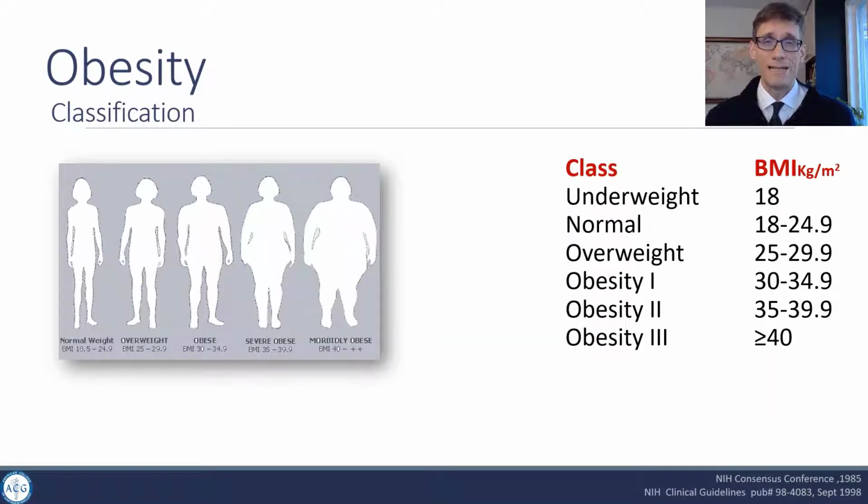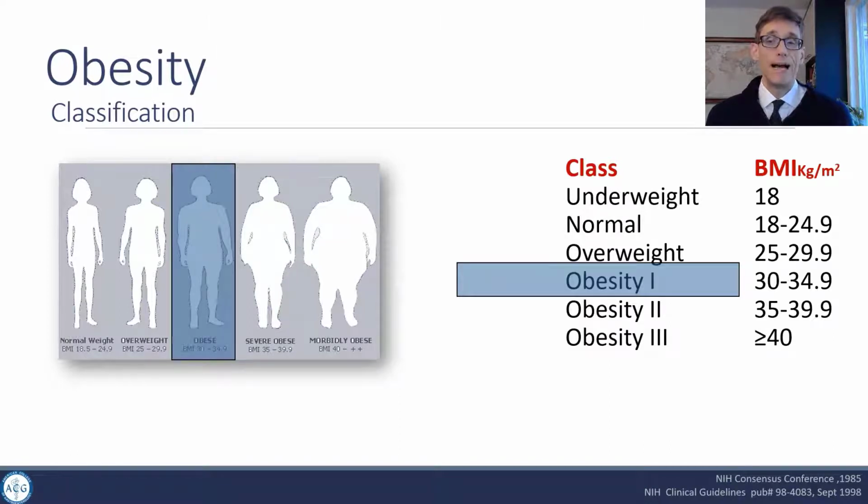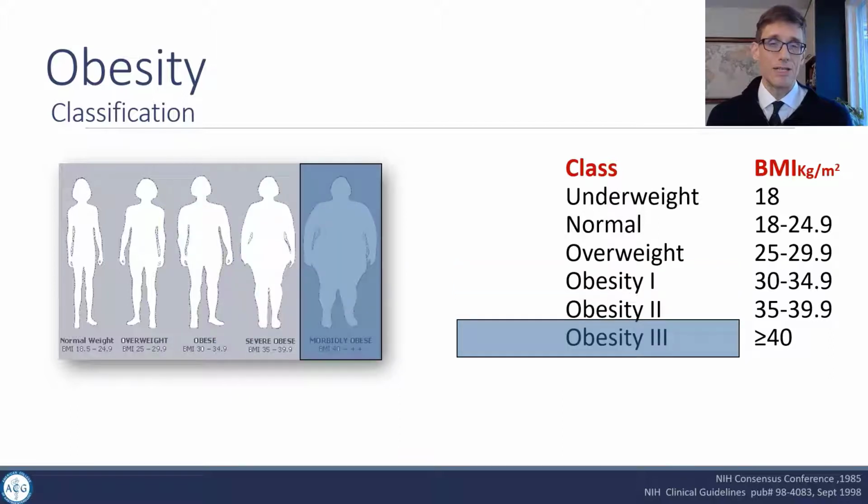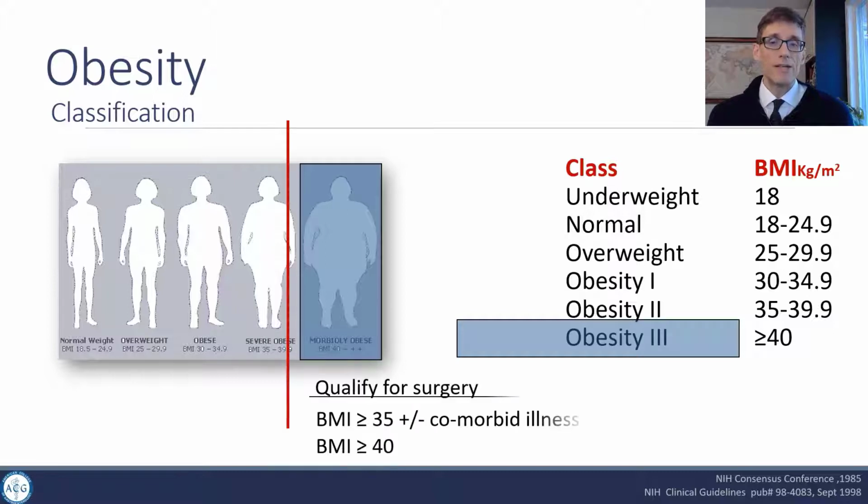Body mass index is weight in kilograms divided by height in meters squared. And although BMI does not define obesity, it is used to classify obesity to gauge severity of illness and determine who is eligible for what therapies. Here we see obesity class 1 is a BMI of 30 to 34.9, class 2 is 35 to 39.9, and class 3 is greater than 40. Patients with a BMI of greater than 35 with a comorbid illness or greater than 40 are eligible for surgery.